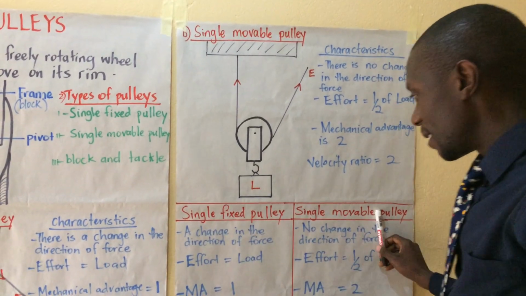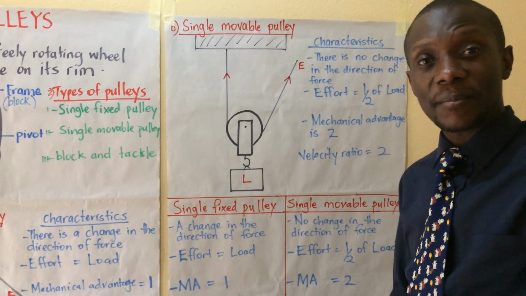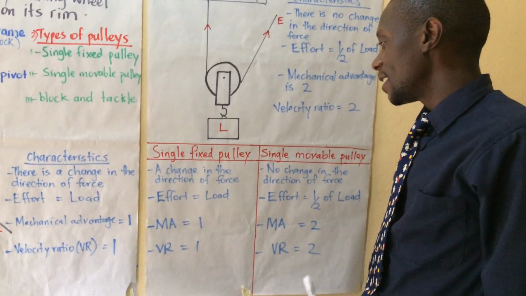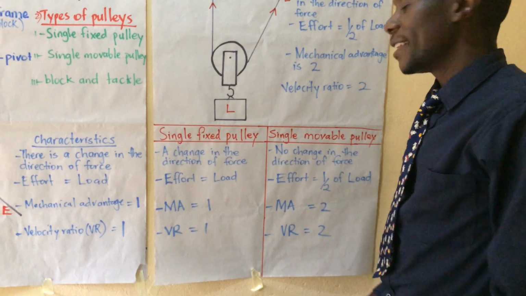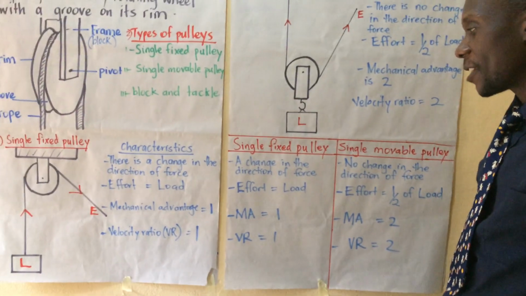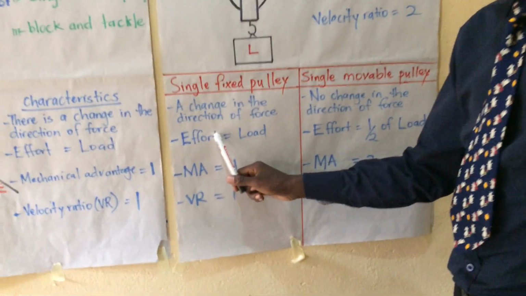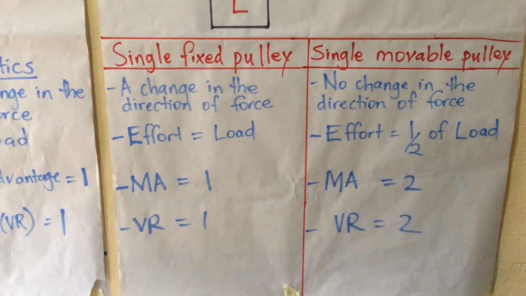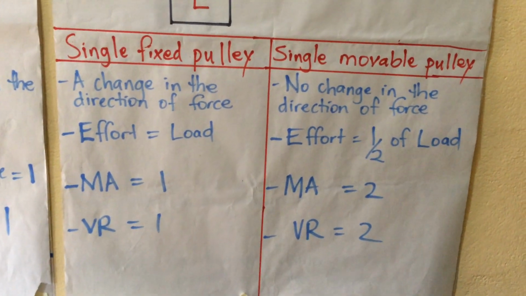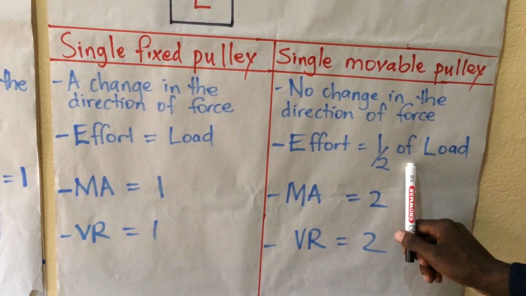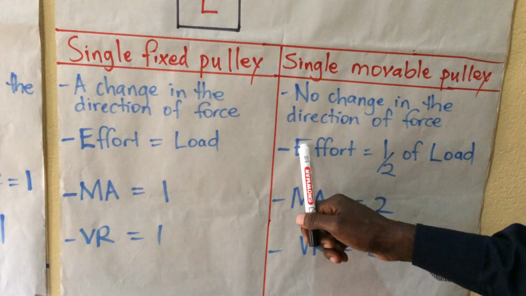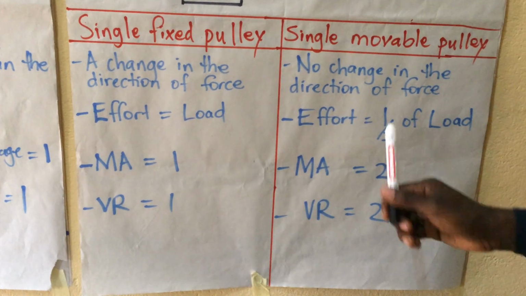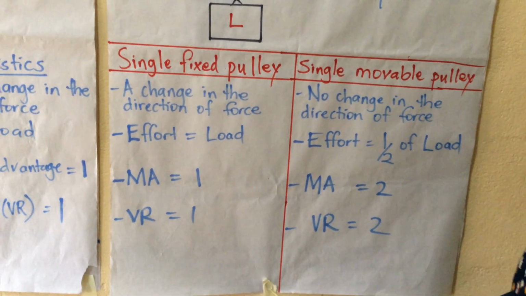So this table now here is showing us the difference between the two pulleys. Here in the single fixed pulley we have a change in the direction of force, while in the single movable pulley there is no change in the direction of force. With the single fixed pulley, effort is equal to load, or load is equal to effort. Yet with this one here, effort is a half of the load, or the load is twice the effort. Load is equal to 2E, or effort is a half L.